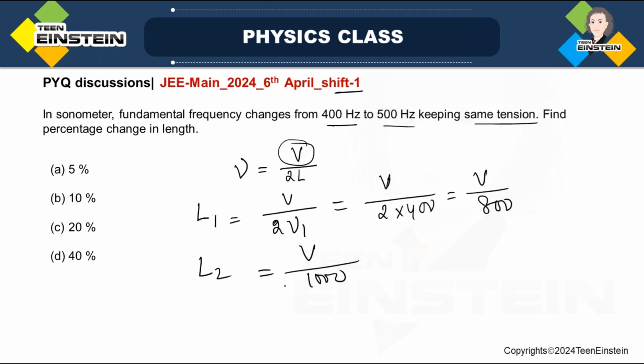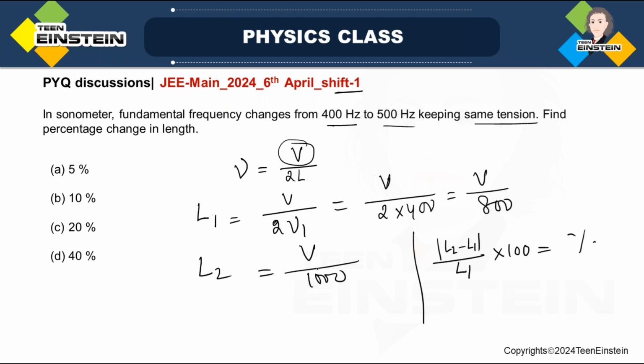Now look, if I want to find the percentage change or fractional change, it will be L2 minus L1 divided by L1. Here, since the frequency is inversely proportional to length, let me just take the modulus of that. So the modulus of L2 minus L1 divided by L1, multiplied by 100, will give you the percentage change in the length.